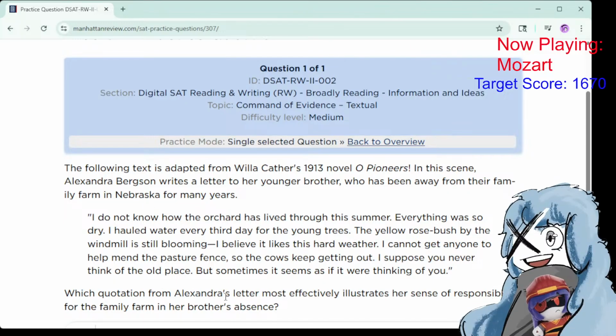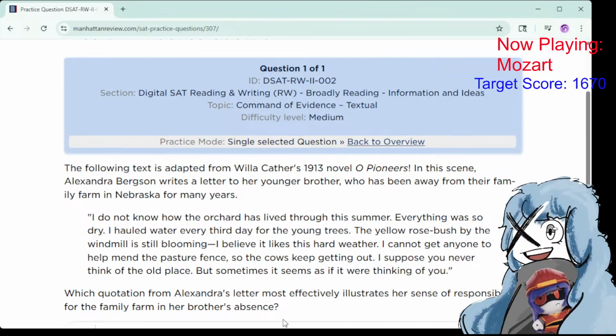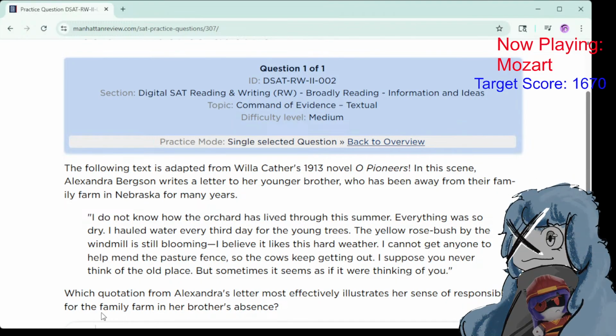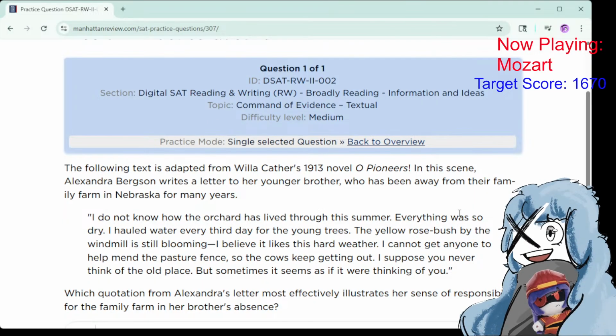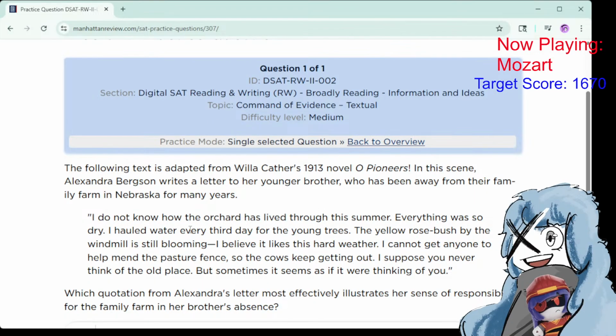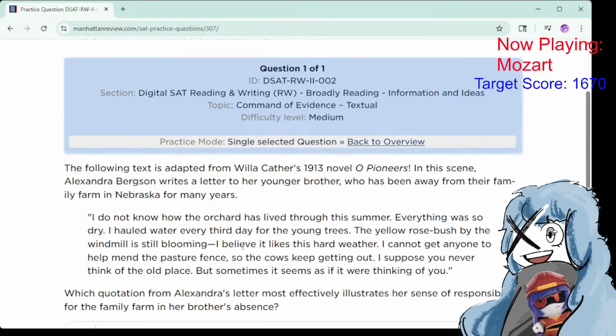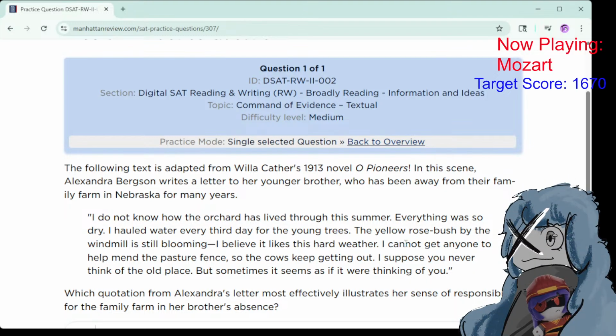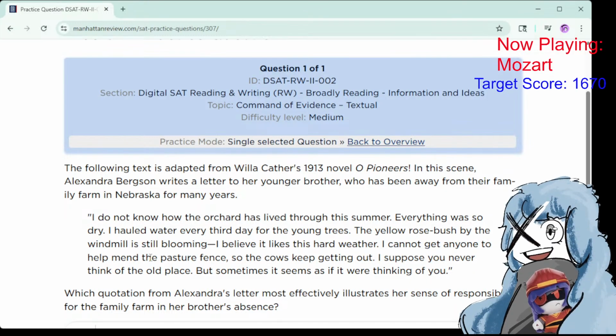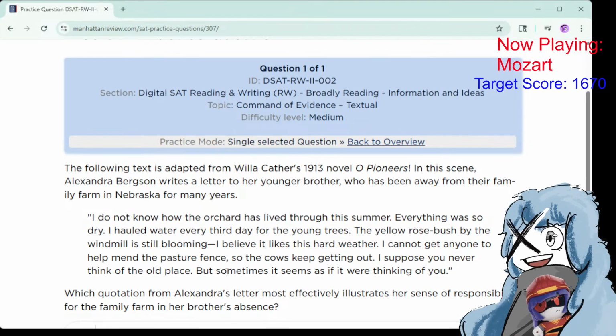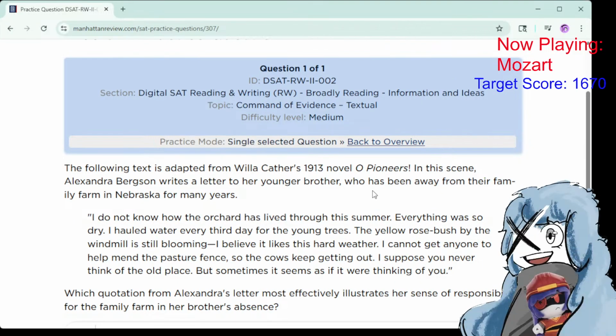Which quotation from Alexandra most reflects her sense of responsibility to the family in her brother's absence? I do not know how the orchard has lived through the summer. Everything was so dry. I hauled water every third day for the young trees. The yellow rosebush by the windmill is still blooming. I believe it likes the hard weather. I cannot get anyone to help mend the pasture fence, so the cows keep getting out. I suppose you never think of the old place, but sometimes it seems as if it were thinking of you.